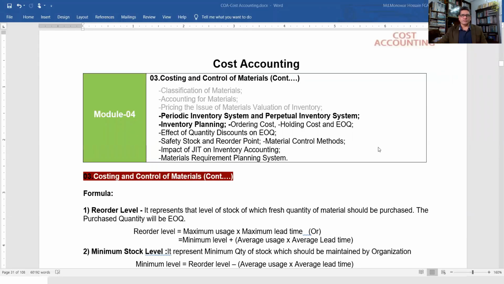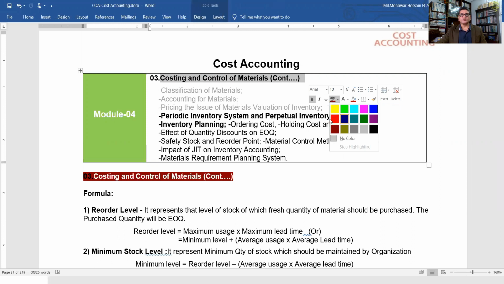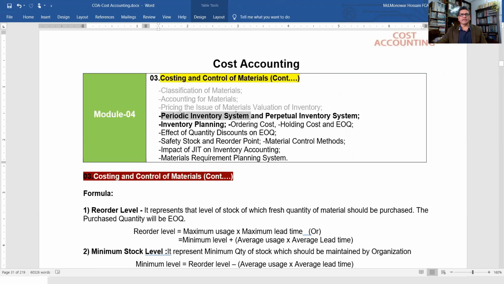So Module 4 is the continuation of Module 3. Here, costing and control of materials. So today we will learn periodic inventory system and perpetual inventory system and inventory planning.